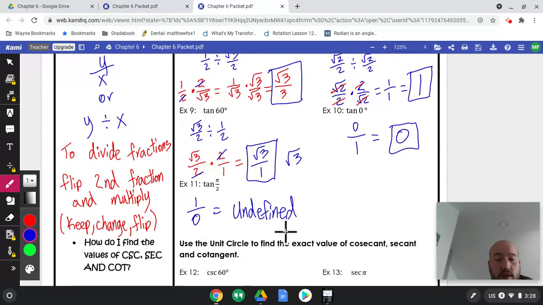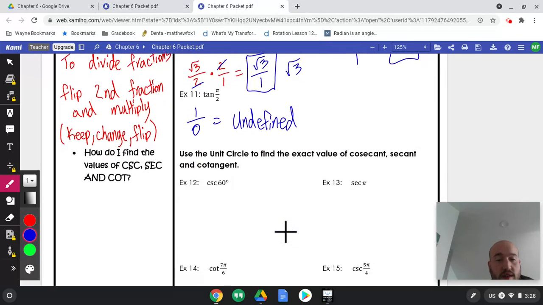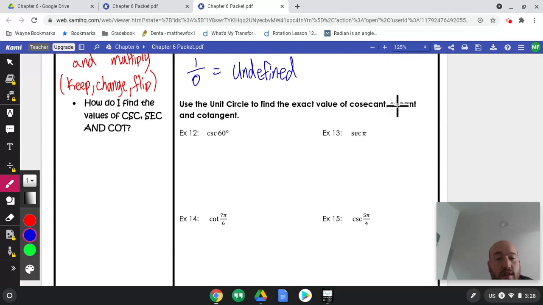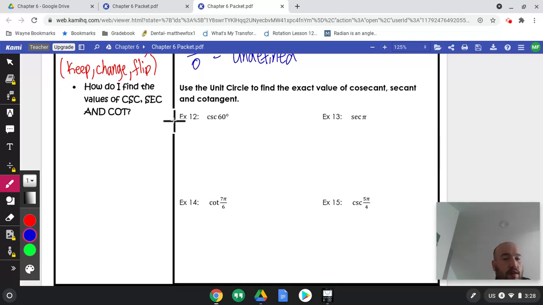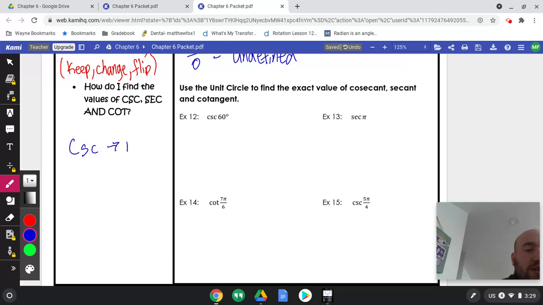But if we go here now, the final thing says now use the unit circle to find the exact value of cosecant, secant, and cotangent. So the first thing I want us to think about is what cosecant, secant, and cotangent are. We know cosecant matches up with sine. Sine is y. So for cosecant, all we got to do is flip the y, or you can think of it as 1 over y.